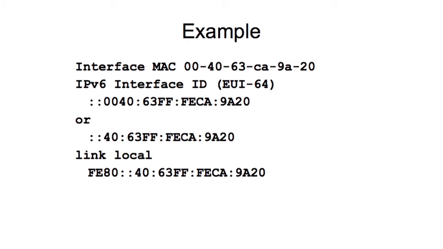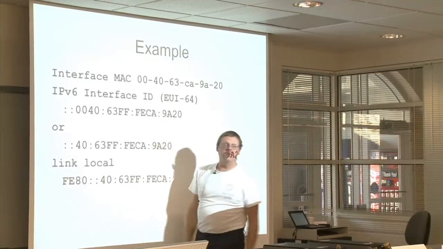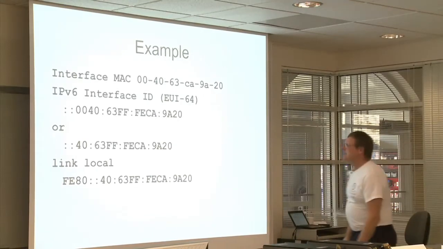So here's an example. There's an interface MAC, and therefore the IPv6 interface ID will be this: 004063 CA9A20 with FFFE in the middle. All right, that's the gist of that.